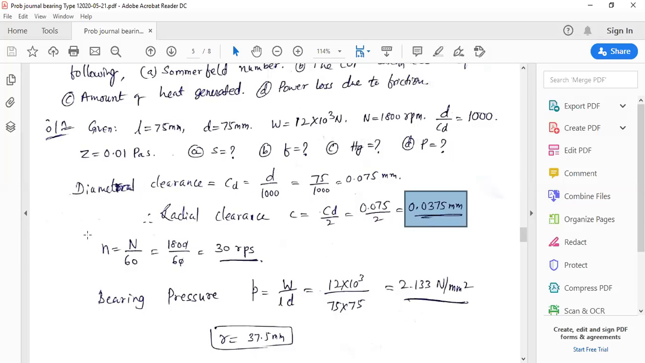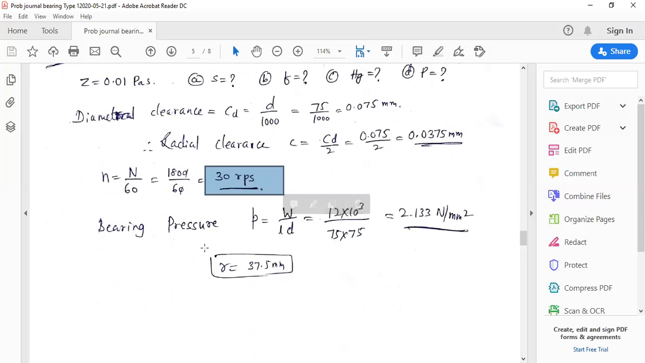And also in some of the steps we require the RPS value. The RPM value is given here, capital N, so small n is RPS. That is capital N divided by 60, which is 30 RPS, revolutions per second.